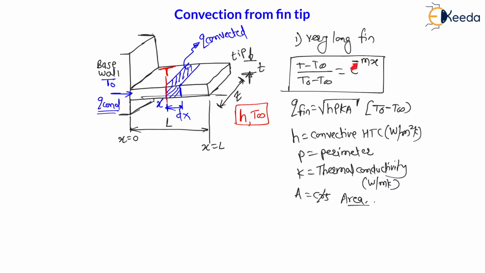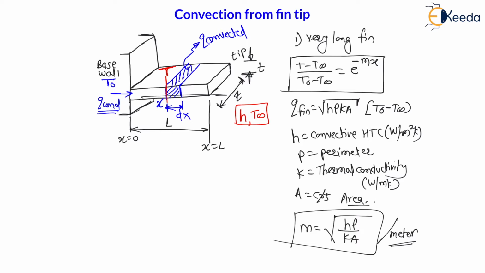In this equation, m is nothing but what we have derived, the formula under root hP divided by kA. This is called m, and its value will be in per meter. All these basic things we have seen in the very long fin calculation.